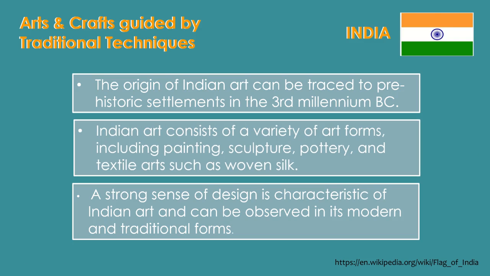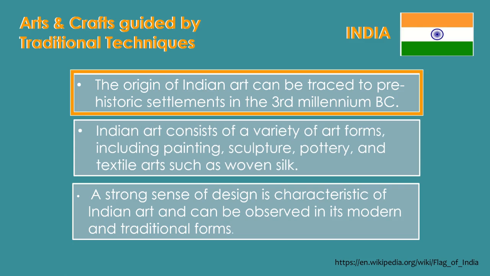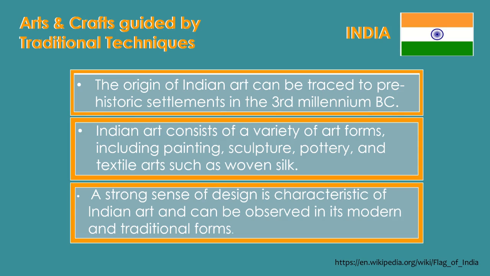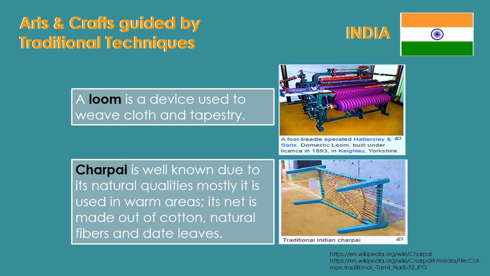Let's have first India. The origin of Indian art can be traced to prehistoric settlements in the 3rd millennium BC. Indian art consists of a variety of art forms including painting, sculpture, pottery, and textile arts such as woven silk. A strong sense of design is characteristic of Indian art and can be observed in its modern and traditional forms. Here's an example of traditional arts and crafts in India.